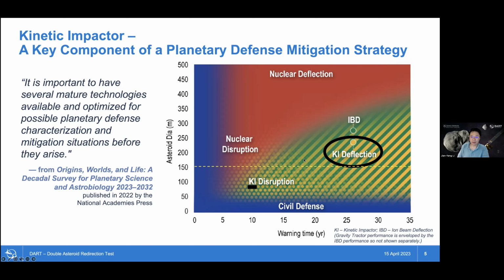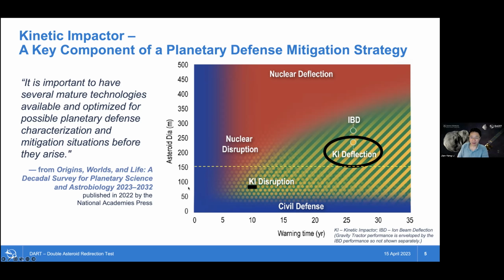If we have enough leading time, and if the asteroids are not too big, falling in this green and yellow shaded region, then we should be able to deflect it. With time, the small push we make on the asteroid will accumulate, and then it will eventually miss Earth. If it's big, then we will need more powerful ways, like nuclear deflection, or even nuclear disruption if the warning time is too short. If the warning time is really short, only a few years, basically we have no way to do anything.